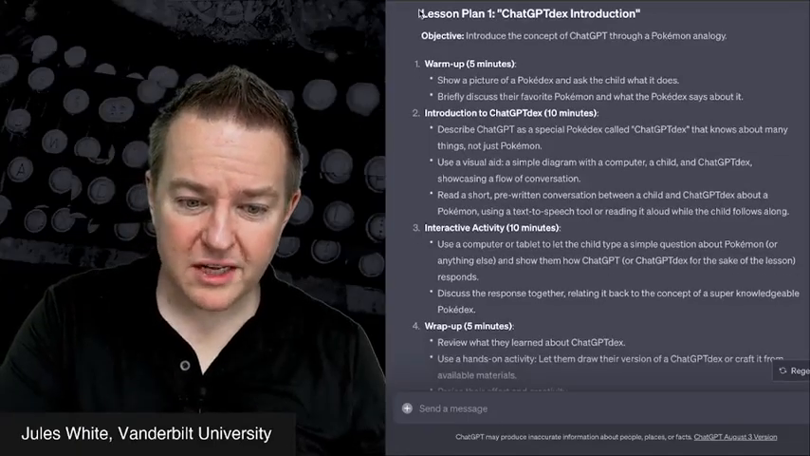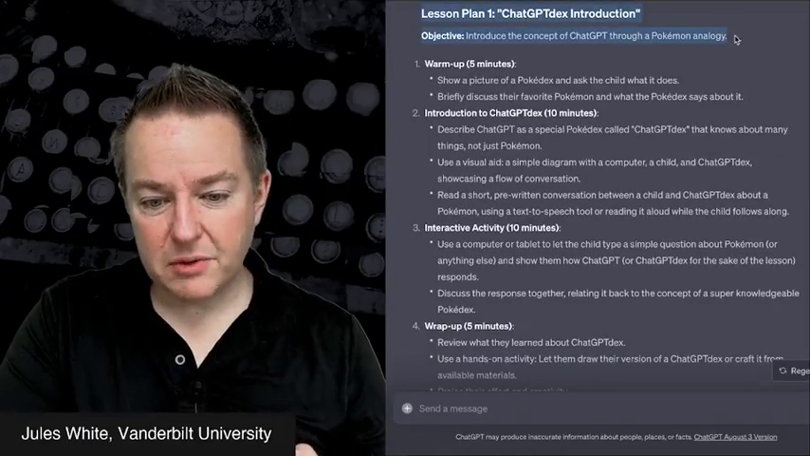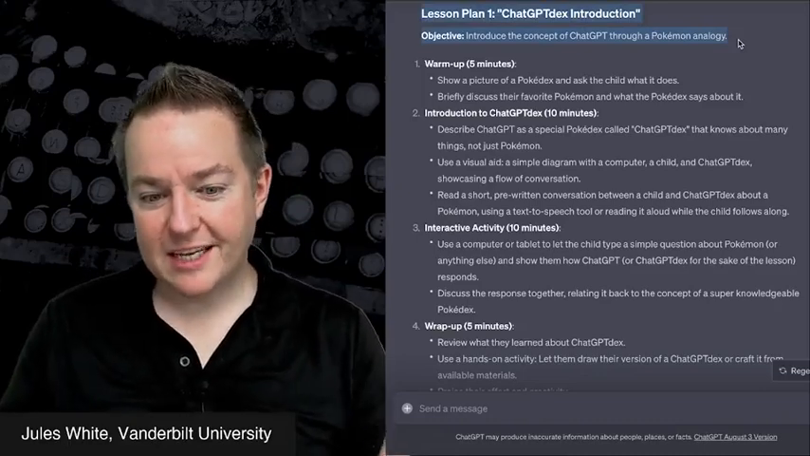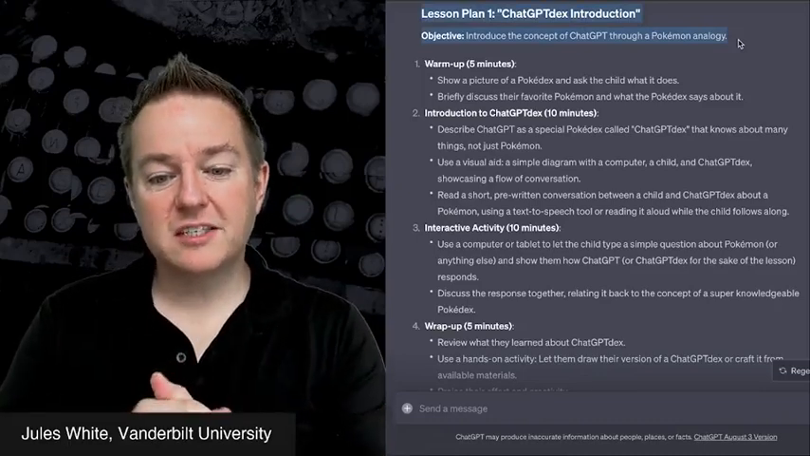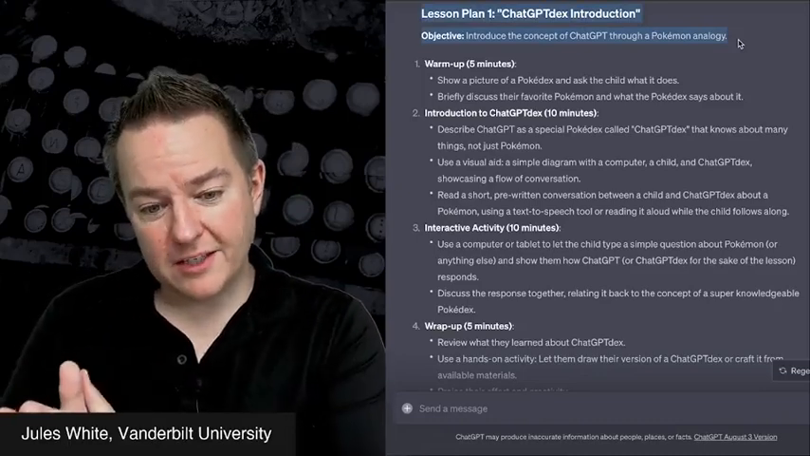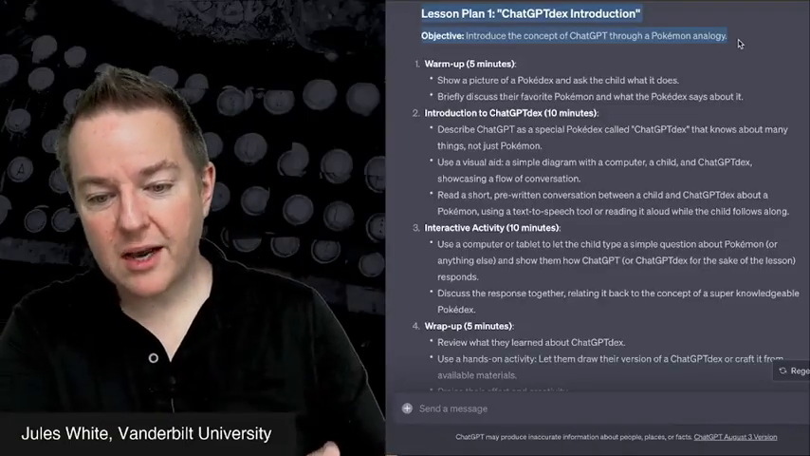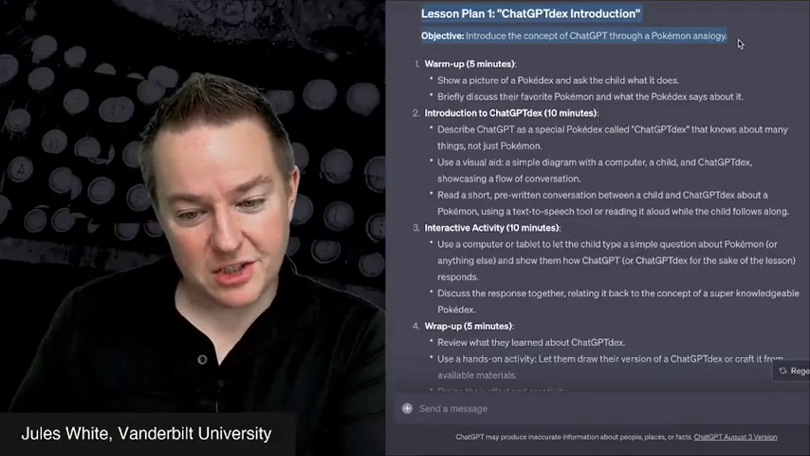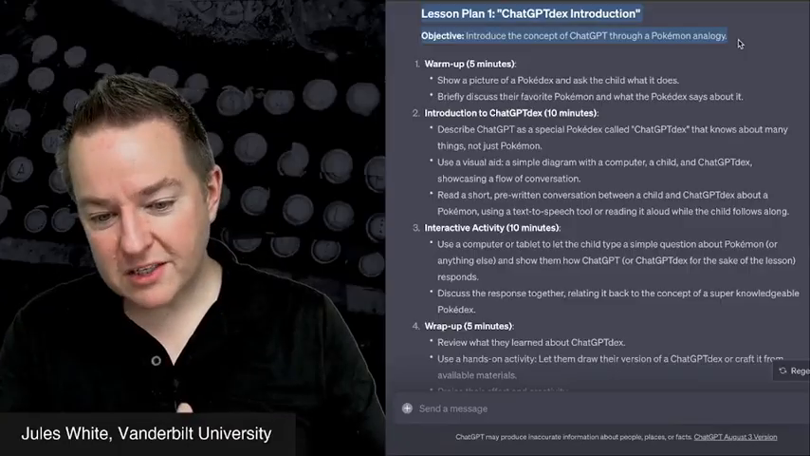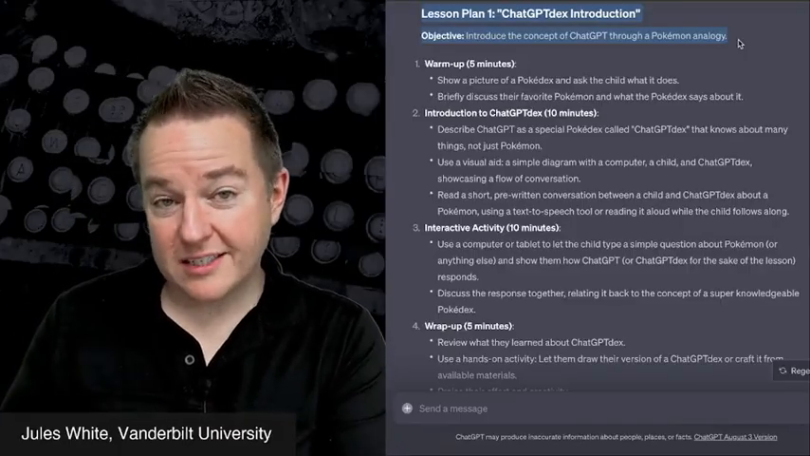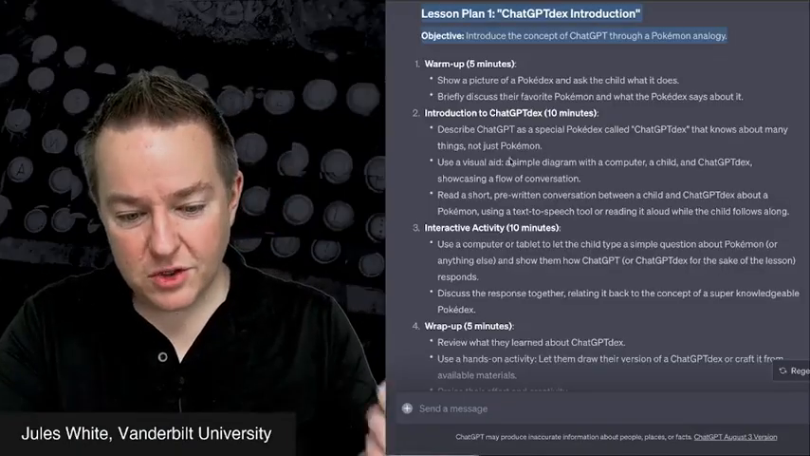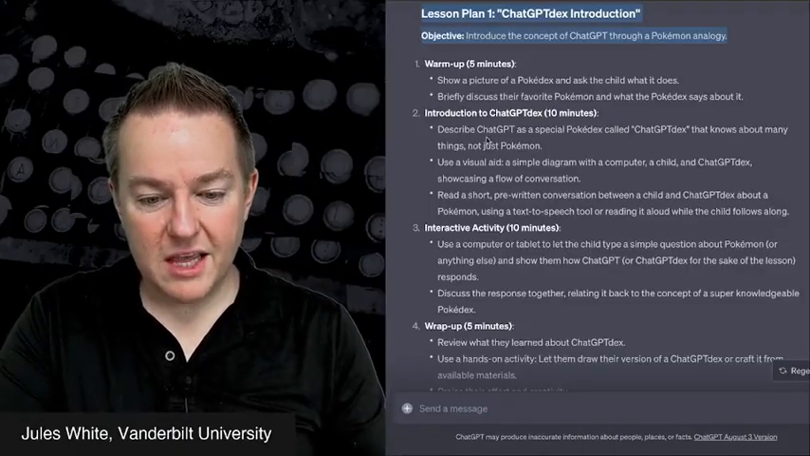And we get a number of lesson plans generated, like Lesson Plan 1, ChatGPT Dex Introduction: introduce the concept of ChatGPT through a Pokemon analogy. Show a picture of a Pokedex and ask the child what it does. Briefly discuss their favorite Pokemon and what the Pokedex says about it. And then it goes through a number of concepts and things that we could do.